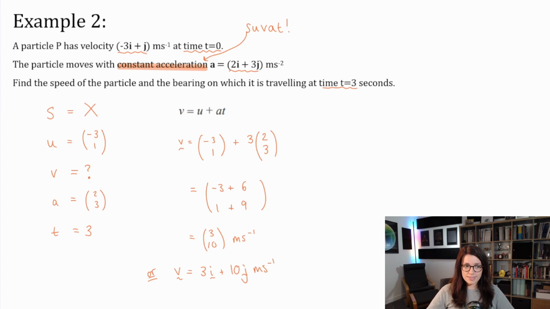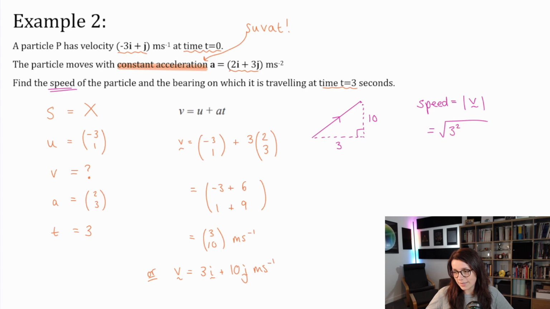Now, that's the velocity, but ultimately in this question, we're actually interested in the speed, and speed is the magnitude of the velocity vector. That's an important fact we need to know. So if we draw our velocity vector here, it's 3i plus 10j, so 3 units to the right, 10 up. The magnitude is just the length of that diagonal line, so we can use Pythagoras to find it. And that's going to be square root of 3 squared plus 10 squared, which is root 109, approximately 10.4 meters per second to 3 significant figures.